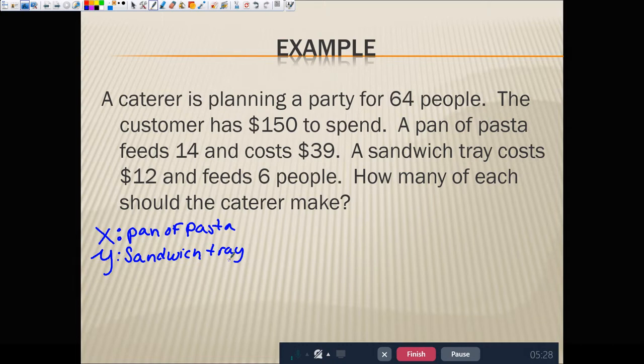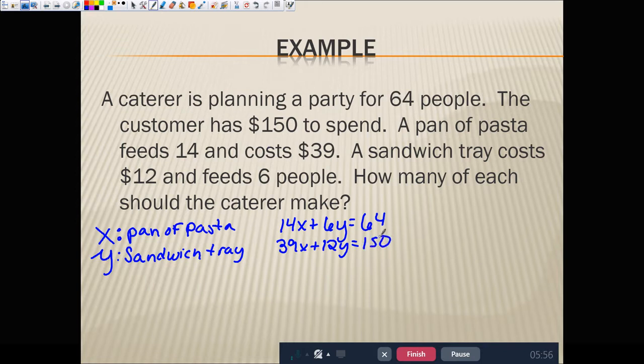So I'm gonna start off with my number of people. So pasta feeds 14, so 14x. And the sandwich tray feeds 6y equals my total amount of people, 64. Then we're gonna do cost next. Pasta costs $39 and my sandwich costs $12 and it equals 150.